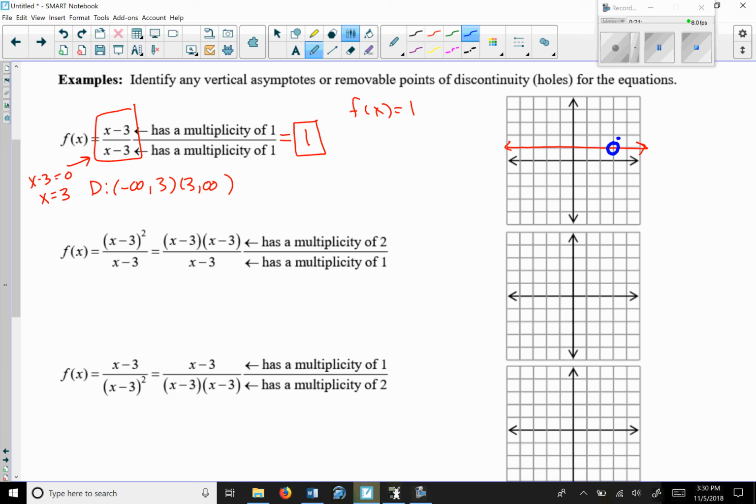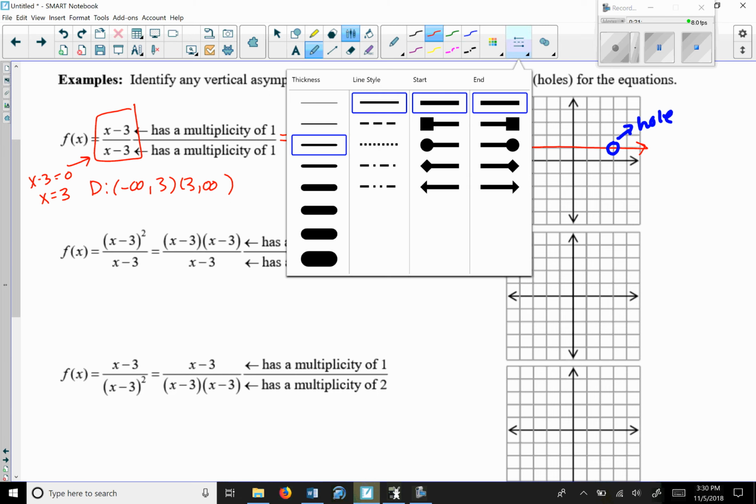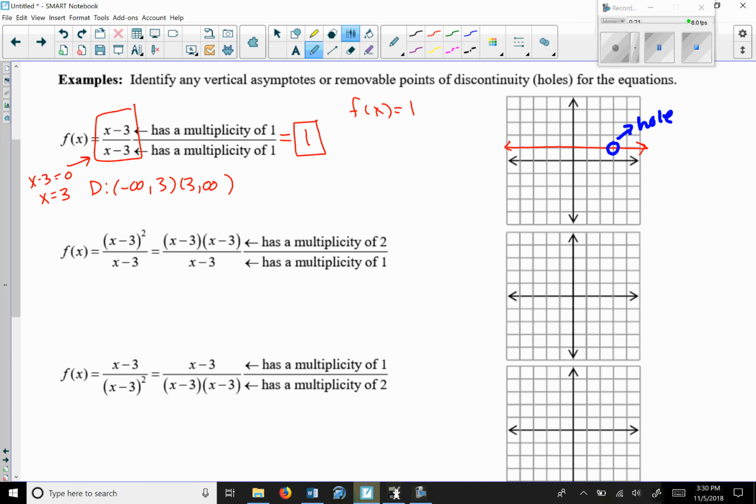And again, this is a hole. We actually want to figure out where that hole is. To do that, you always use your simplified answer. So if I plug an x value of 3 in, then I get a y value of 1 because it's just a horizontal line. So that means I have a hole at 3, comma 1.